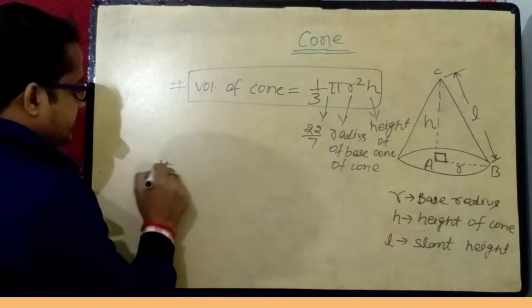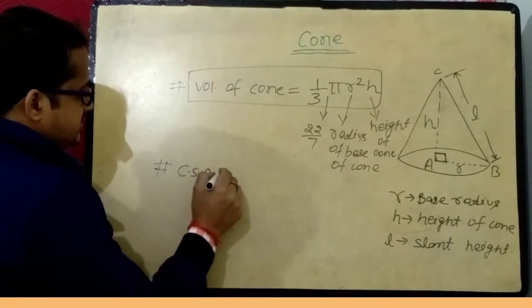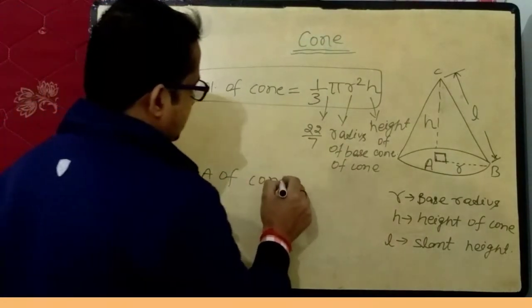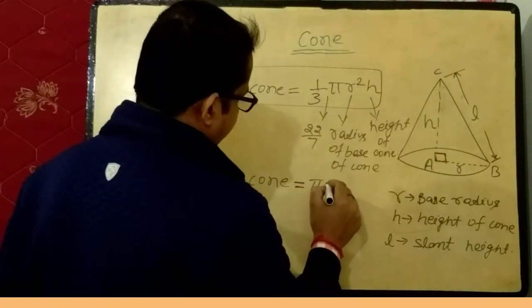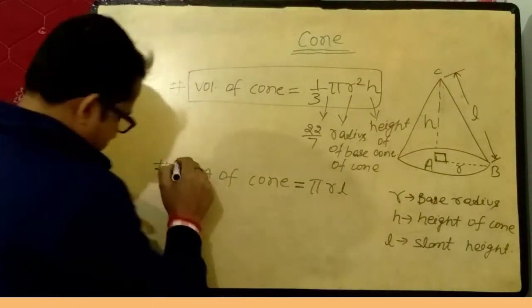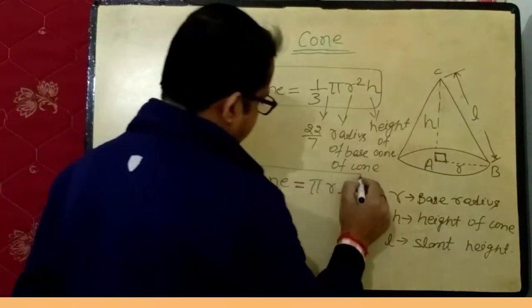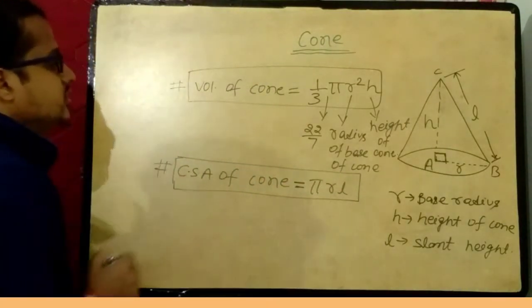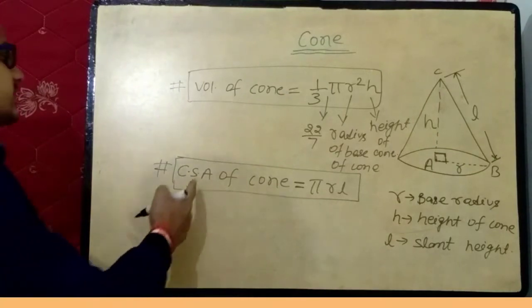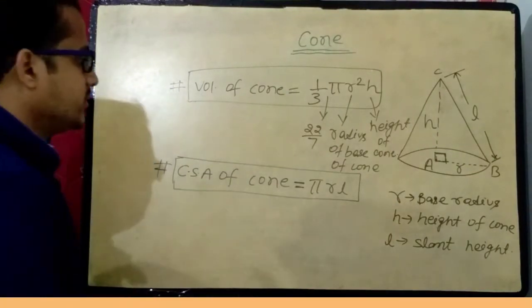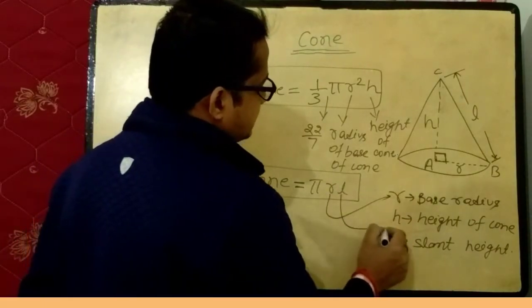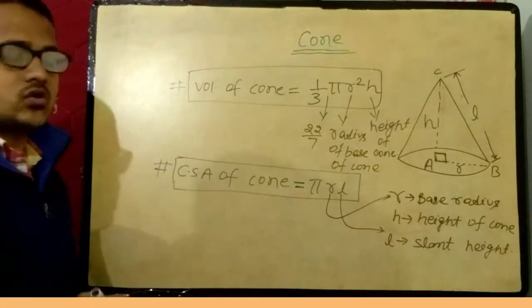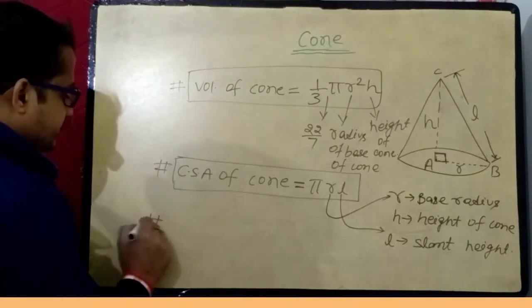Next is CSA of cone. You have to use the formula pi r L to calculate the curved surface area of a cone. Pi r L is the curved surface area of a cone, where r is the radius of the base and L is the slant height of this cone.